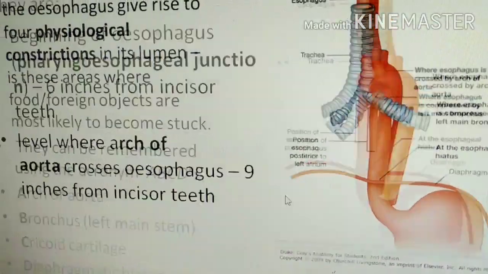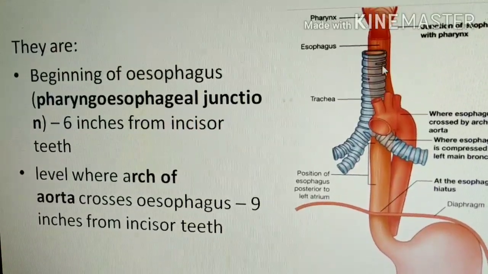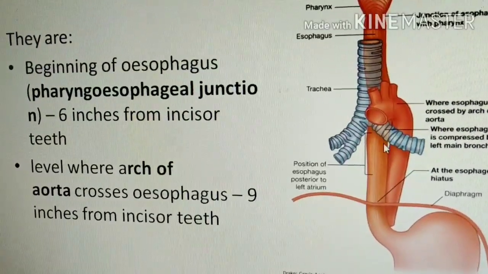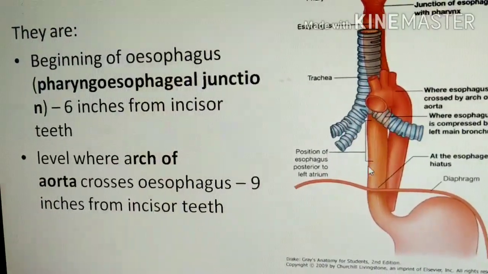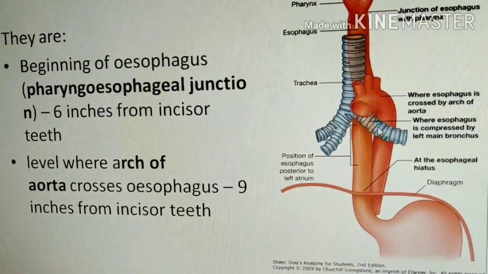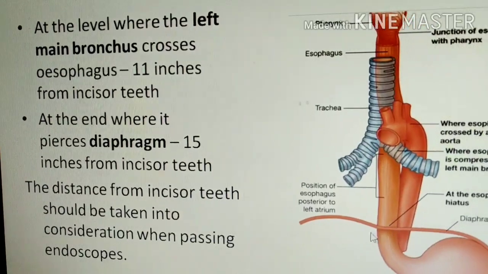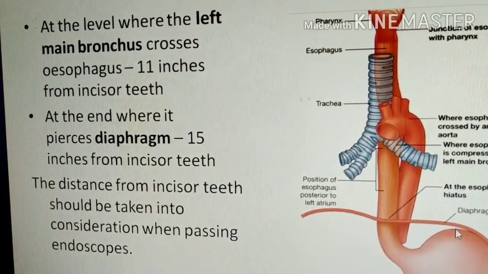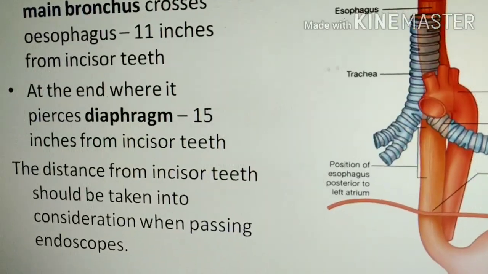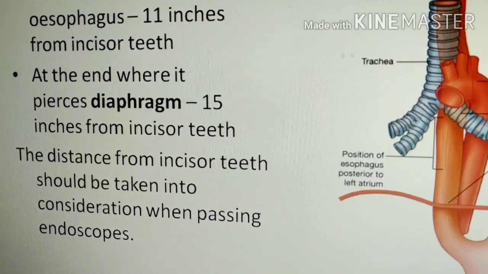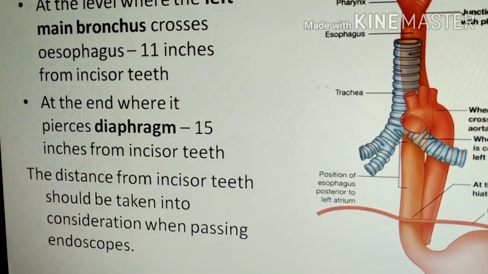And the measurement of these constrictions: the beginning of the esophagus, the pharyngoesophageal junction, is about 6 inches from the incisor teeth. Second, the arch of aorta, 9 inches from the incisor teeth. Third is the bronchus, about 11 inches, and fourth is the diaphragmatic hiatus, 15 inches from the incisor teeth. The distance from the incisor teeth should be taken into consideration when passing an endoscope or Ryle's tube in unconscious patients.